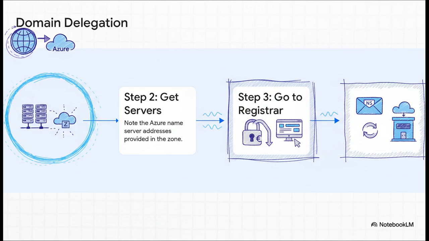So you might be asking, how do I tell the rest of the world that Azure is in charge of my domain's DNS? Well, it's a simple process called delegation. You just create what's called a DNS zone in Azure. Azure then gives you a few name server addresses. You take those addresses, head over to wherever you bought your domain, and you just pop them in. It's basically like filing a change of address with the post office for your corner of the internet.